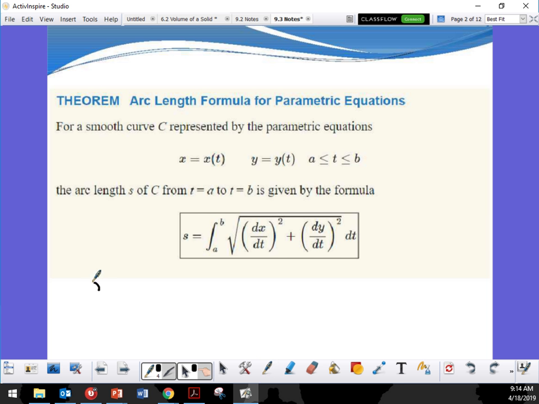Where if I have a squared plus b squared equals c squared, I could say that c is equal to the square root of a squared plus b squared. So it's basically coming out looking like that. If you think about it in those terms, we're getting this from the Pythagorean theorem. The length is going to be the integration from a to b of those. Arc length is always with an S. Are we okay?